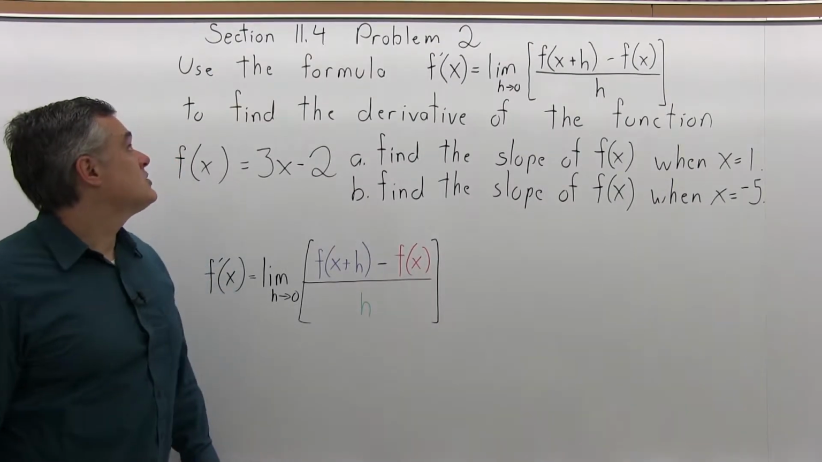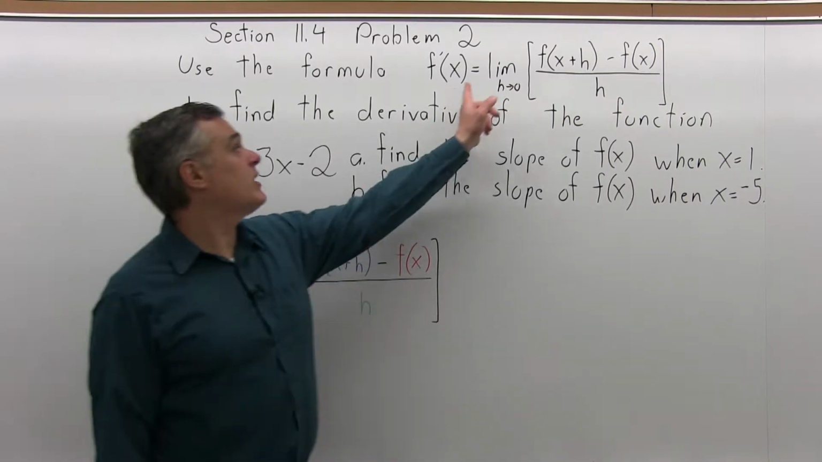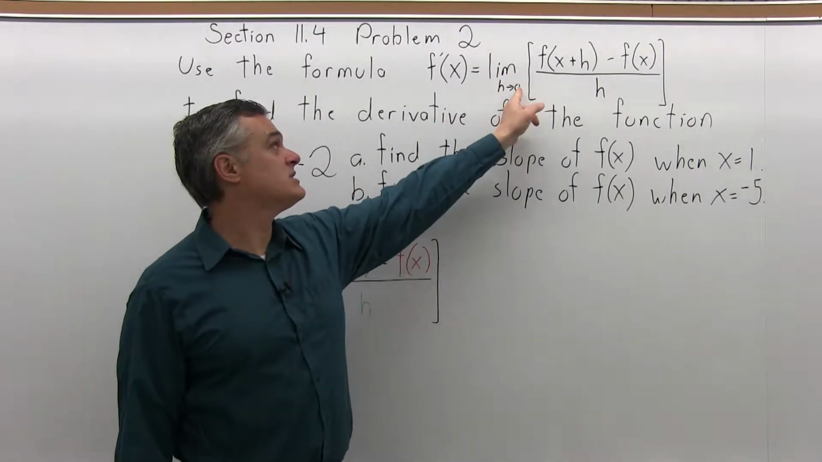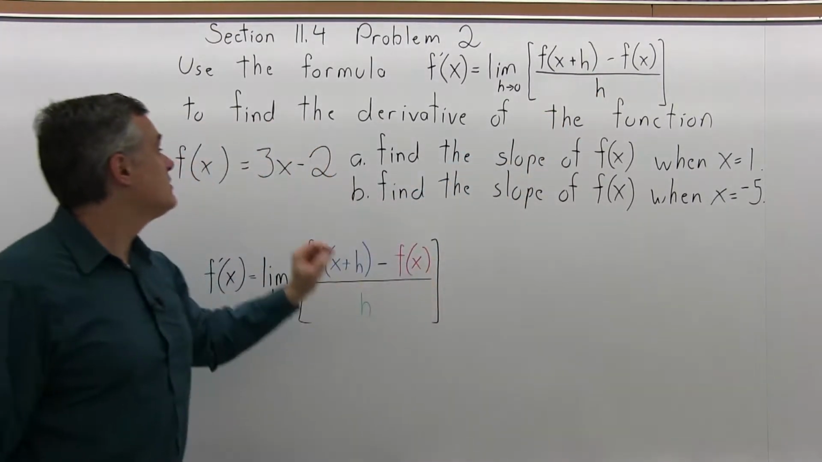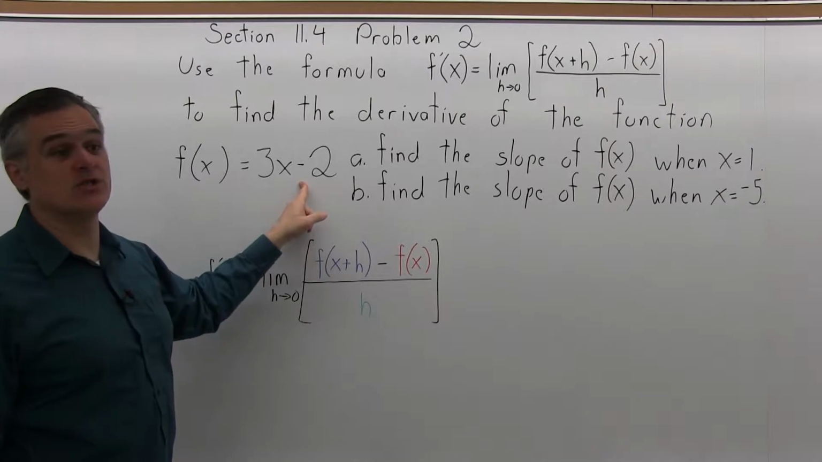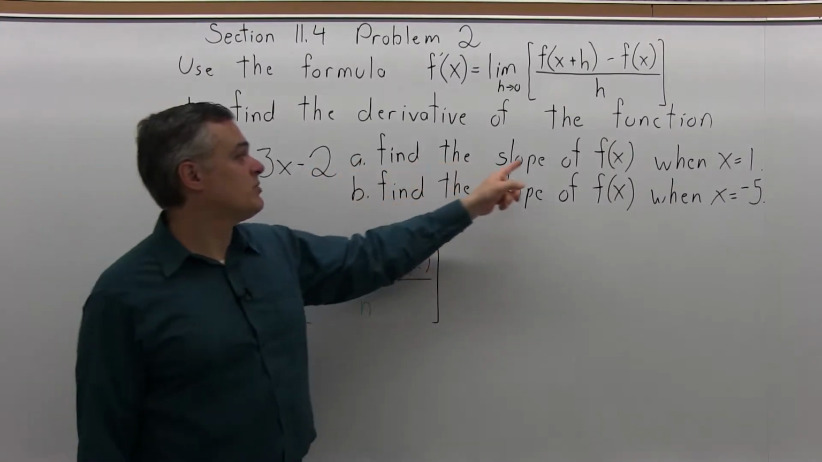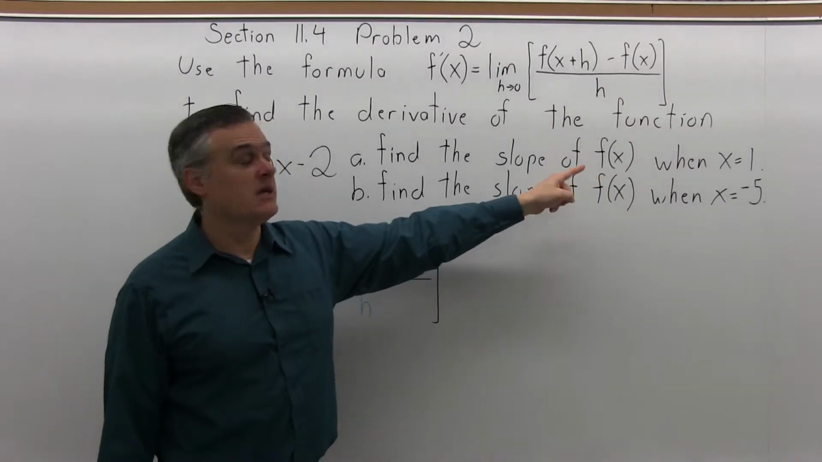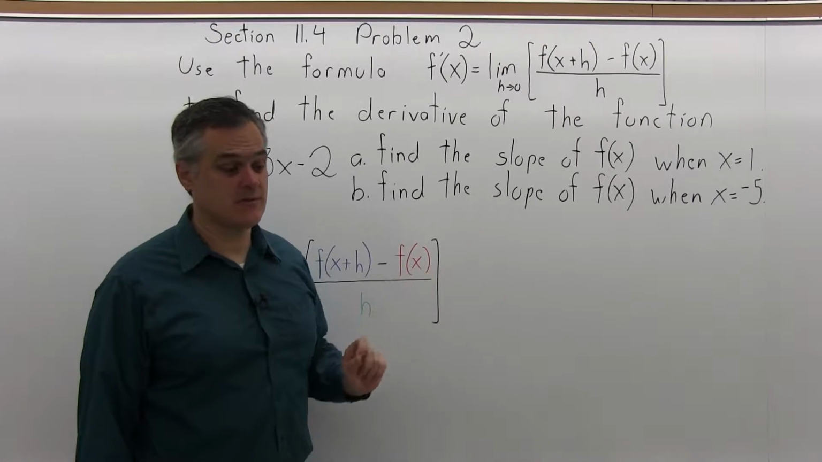This is Section 11.4, Problem 2. It says use the formula f prime of x equals the limit as h approaches 0 of f of x plus h minus f of x over h to find the derivative of the function f of x equals 3x minus 2. And now once you find this derivative, find the slope of f of x when x is 1, and part B, find the slope of f of x when x is negative 5.